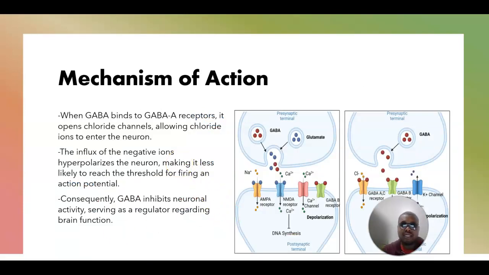When GABA binds to the GABA A receptor, it opens chloride channels, which allow chloride ions to enter the neuron. Once they enter the neuron, the influx of negative ions will hyperpolarize the neuron, which makes it less likely to reach the threshold for firing an action potential. In other words, once the chloride channel is activated by the GABA A receptor, the neuron signaling is going to dim down to the point where it's impossible for the seizure to continue. Consequently, GABA inhibits neuronal activity, which serves as a regulator of brain function.